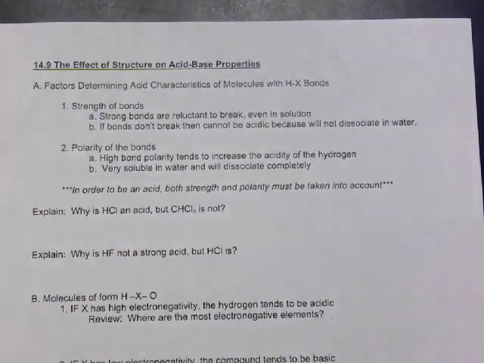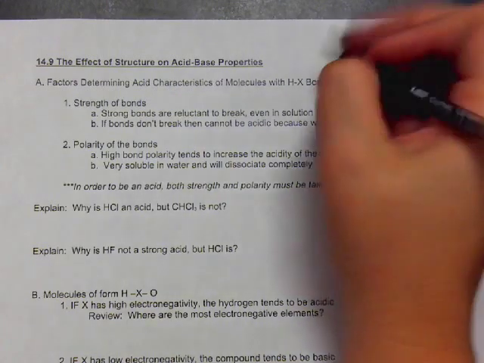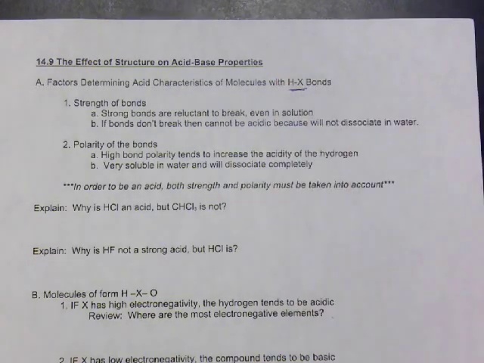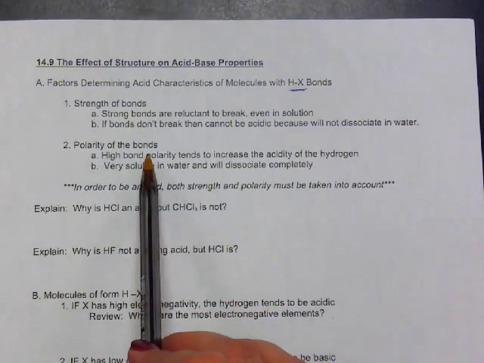The second part of our video today is about the effective structure on the acid-base properties. So we have certain factors that determine the characteristics of acids. The first thing we're talking about is this HX bond. We have two things that go into determining the strength of an acid: the strength of the bonds and the polarity of the bonds.